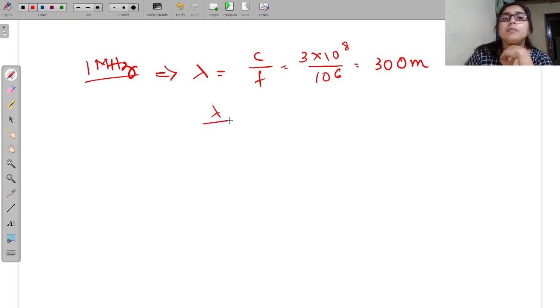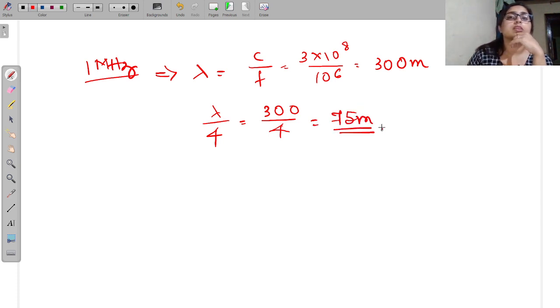Okay, what is the minimum height of the antenna? Lambda by 4. So this is 300 by 4, which I can write as 75 meters. Can you imagine an antenna with a height of 75 meters? Yes, this is practical. So if I'm using this 1 megahertz signal, I'm going to get an antenna height of 75 meter.